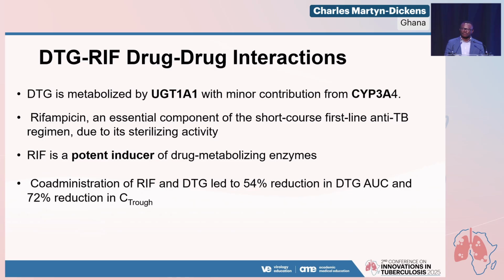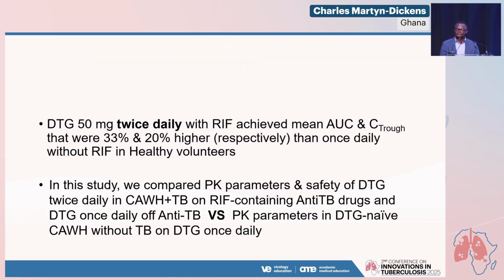We know from previous studies that co-administration of these two drugs leads to reduction in DTG area under the curve and the trough concentrations. When given twice daily, DTG with rifampicin achieved mean area under the curve and trough concentrations that were 33 and 20% higher respectively than once daily rifampicin in adults.